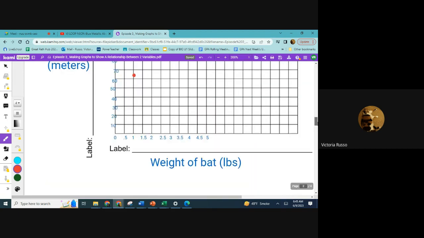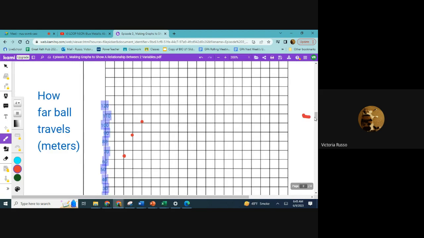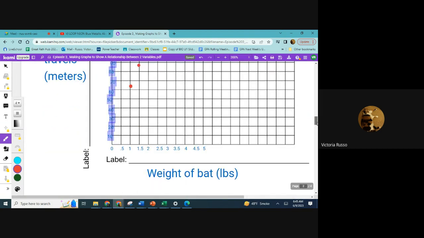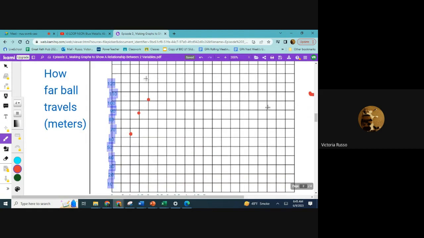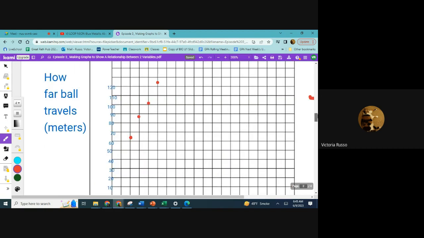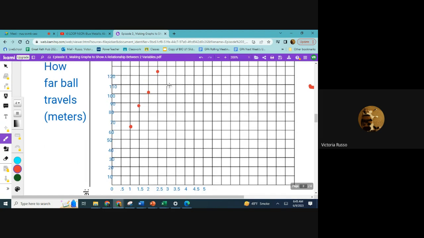2.5, 125. Oh, I missed. I need to go up one more. So 125. Hold on, I lost my spot. So 2.5, 125 would be here. We need to add 130 in that spot. I'll do it in a second. I didn't go up to the top number. So then 110, we're at 3, 110, which would be here. All right, and that one's nice on the number.